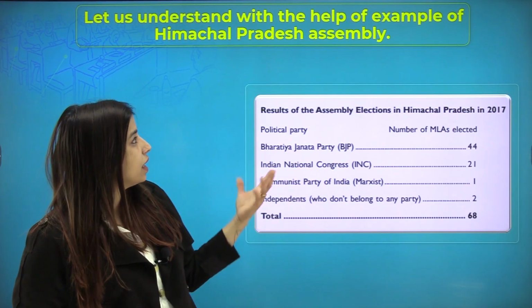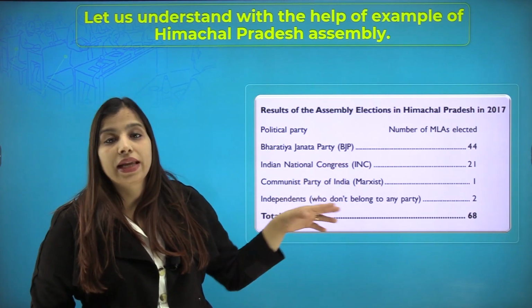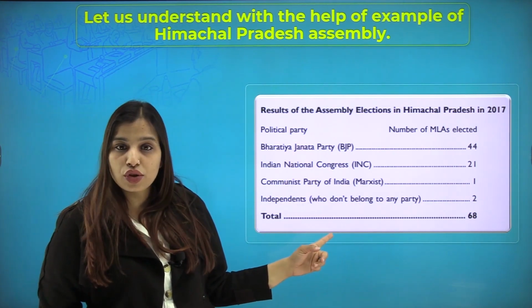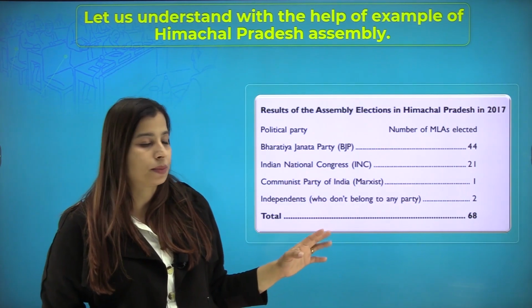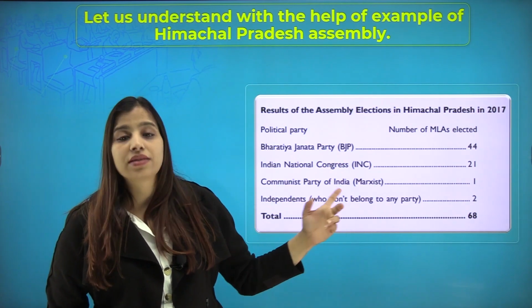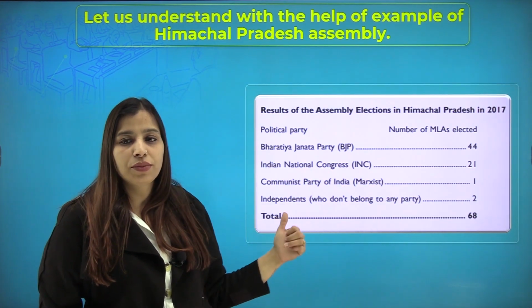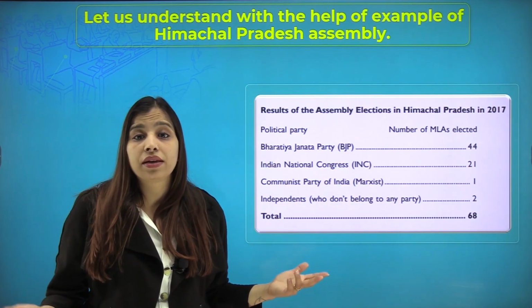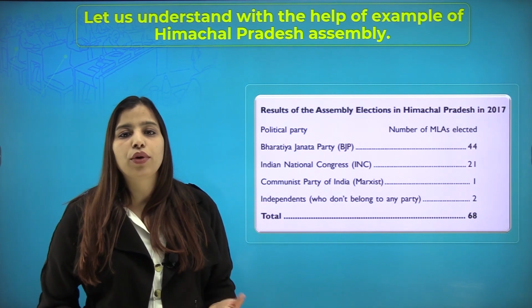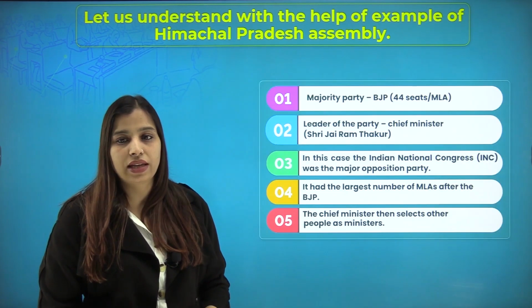Now let us understand with the help of the Himachal Pradesh Assembly. We see the results of the assembly elections. This is the image that shows this: political party names over here, and the number of MLAs elected. For BJP, it is 44. For the Indian National Congress, in short, the Congress Party, there are 21. From the Communist Party, there is just 1. And there are independents, people who do not belong to any political party. They were 2. So the total was 68.